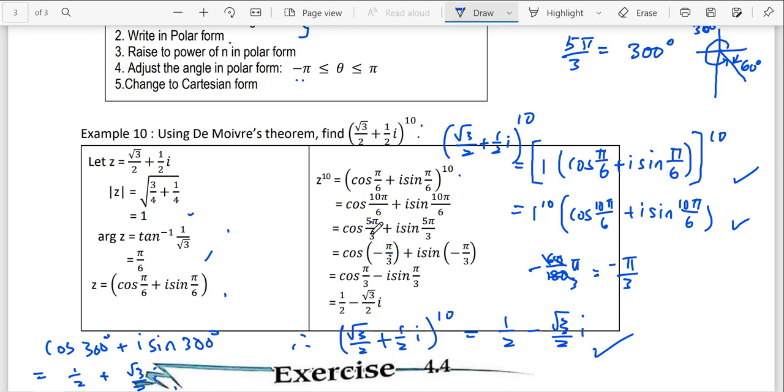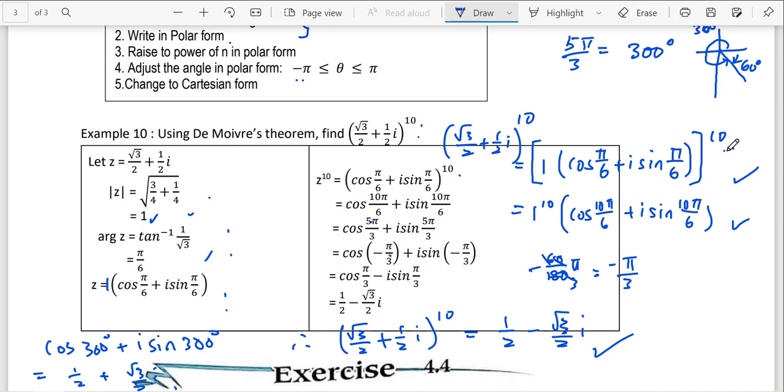You have 1, because your modulus is 1, and the argument is pi over 6. This is in polar form. Write exactly what you found here. The polar form put inside here becomes raised to power 10. Actually you do this step first, then substitute into the actual one. What you want to find is this complex number raised to power 10. So after you change to the polar form, raise it to the power 10.